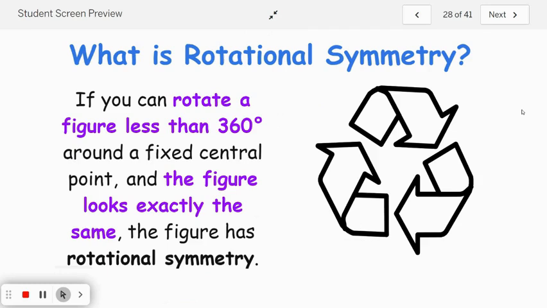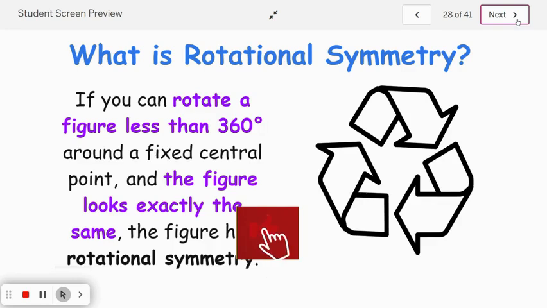So what is rotational symmetry? If you can rotate a figure less than 360 degrees, so less than a full circle, around a fixed point, and you get the figure to look exactly the same, then the figure has rotational symmetry. You can tell this figure over here on the right has rotational symmetry because I could rotate it 60 degrees, and I could rotate it 120 degrees and I would get the same figure. I could rotate it 240 degrees and I would get the same figure.